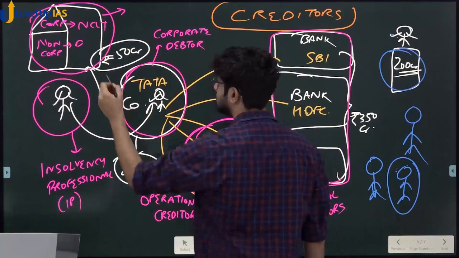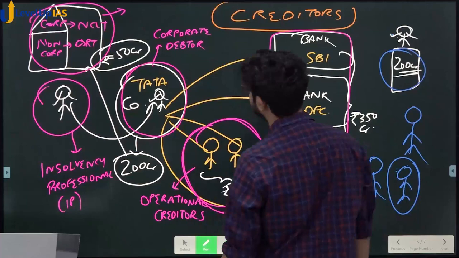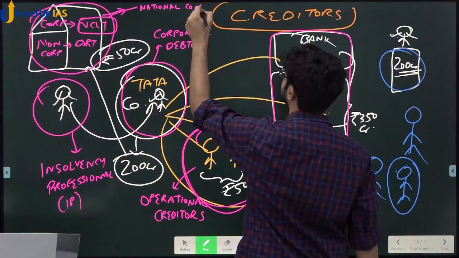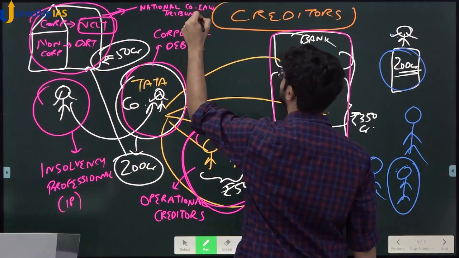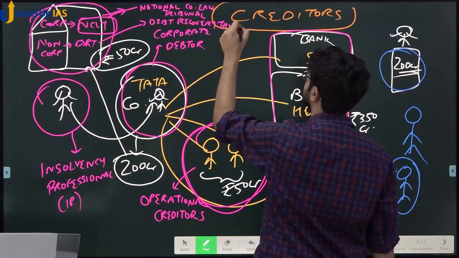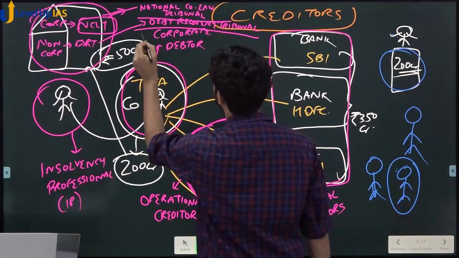DRT. Okay? Now, what do you mean by NCLT? NCLT is nothing but National Company Law Tribunal, and DRT is Debt Recovery Tribunal. Debt Recovery Tribunal, National Company Law Tribunal.